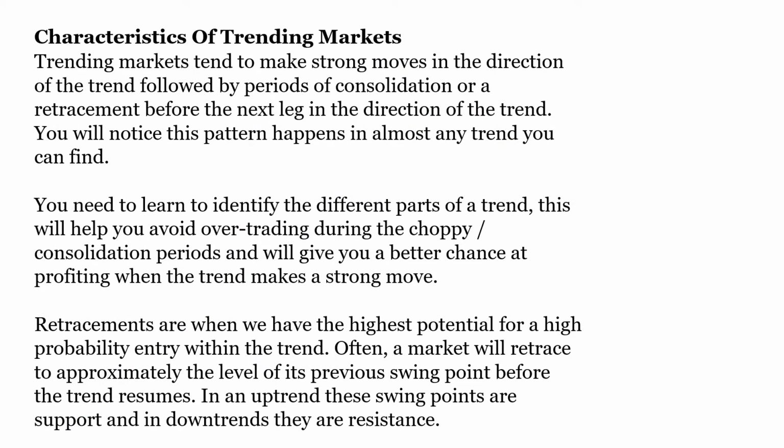You should know the characteristics of trending markets. Trending markets tend to make strong moves in the direction of the trend, followed by periods of consolidation or a retracement before the next leg in the direction of the trend. You will notice this pattern happens in almost any trend you can find. Typically, what happens to many traders is that they will make some money during the periods of strong directional trend movement, but then they continue to trade as the market takes a breather from the trend and consolidates. It's these periods where traders give up all of the gains they just made when the market was moving aggressively.